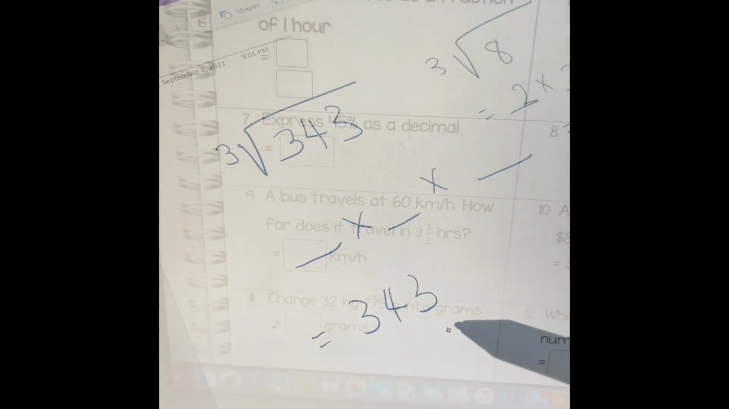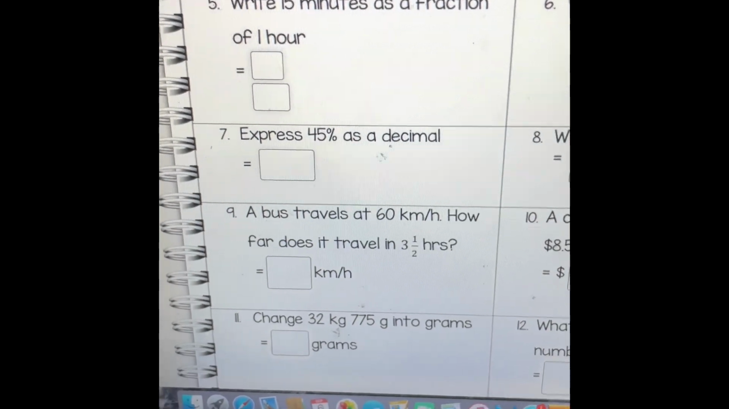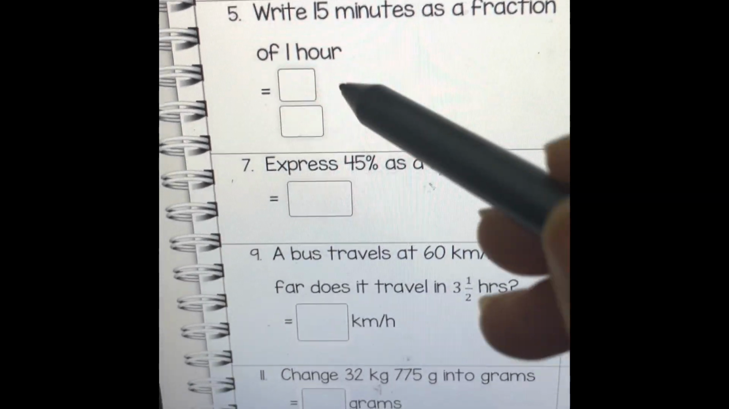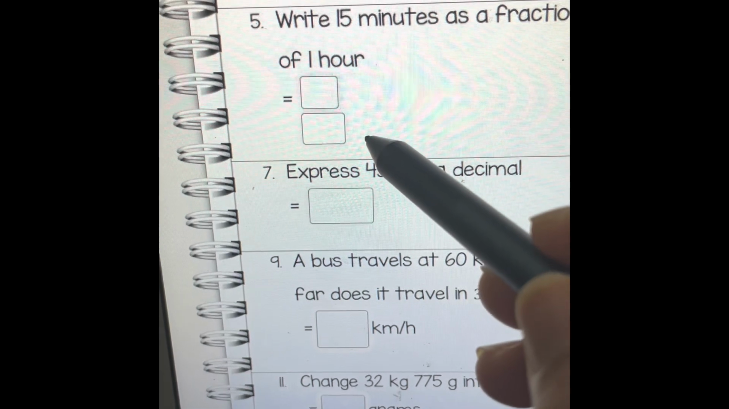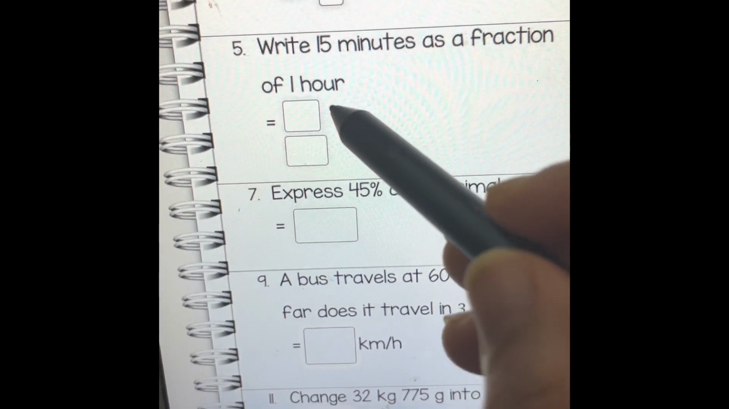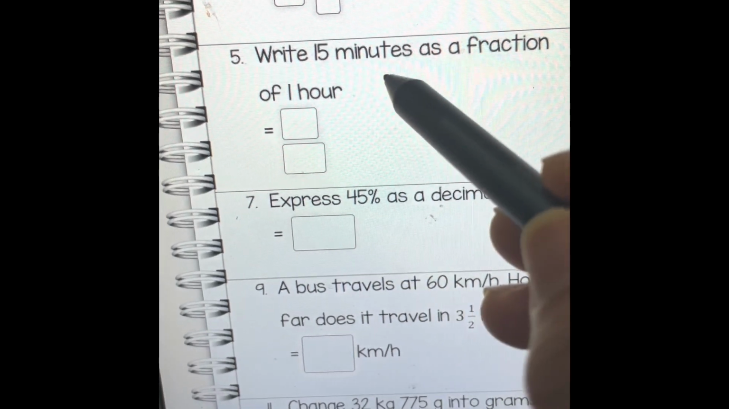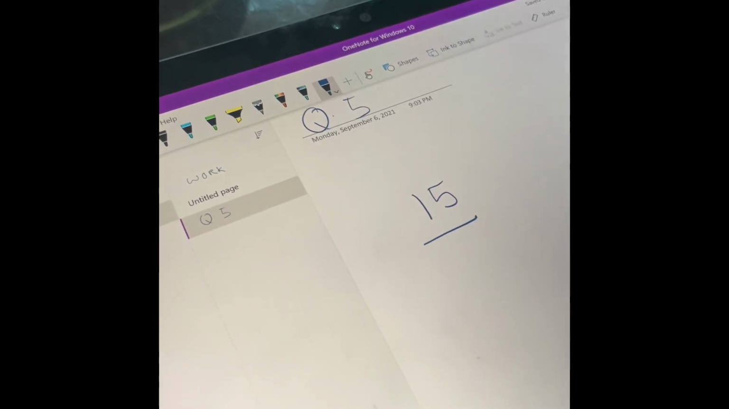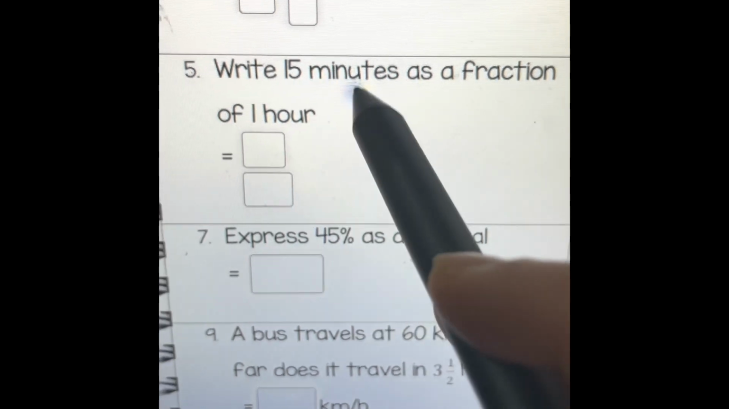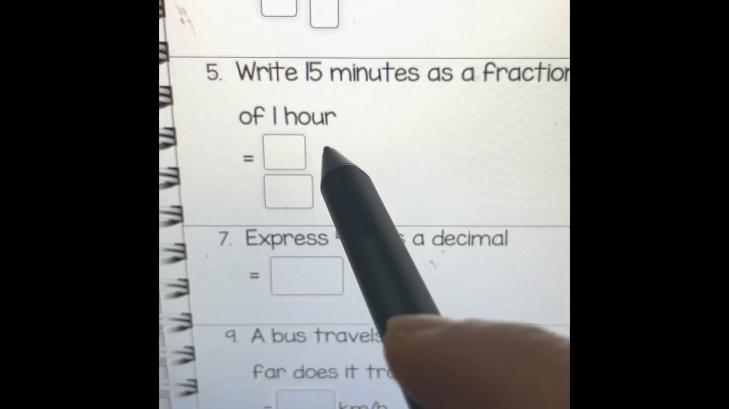Jawapannya 343. Write 15 minutes as a fraction of 1 hour. So, a fraction artinya mesti ada numerator, ada denominator. So, apa di numerator? Numerator ialah nombor yang disebutnya tadi dulu tu, 15 minutes. So, automatically masuk di dalam, di atas, 15. Tetapi, if you see the question, ani 15 minutes, ani hour. Ini sama kan unitsnya tu.